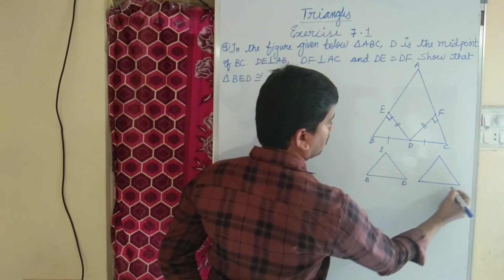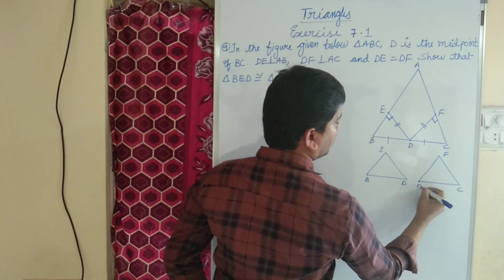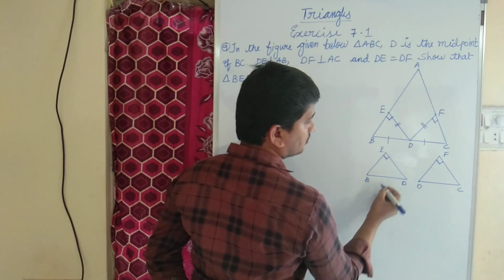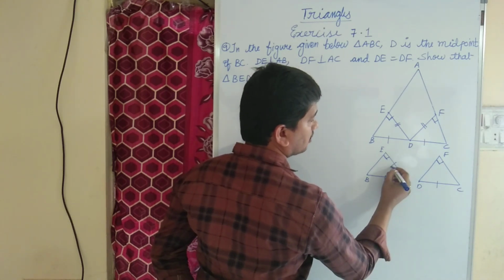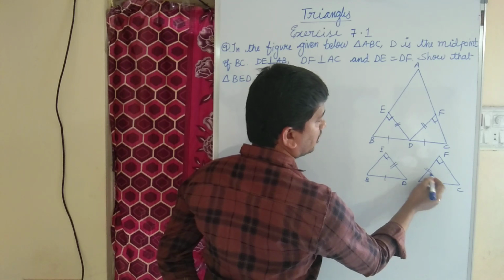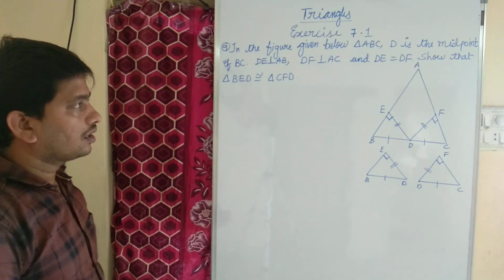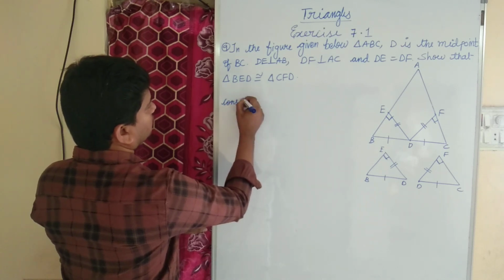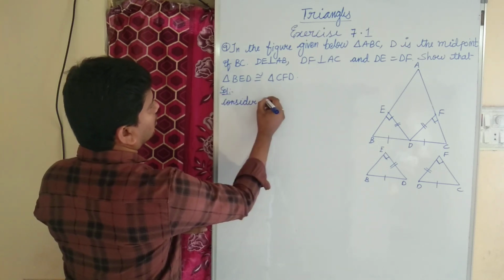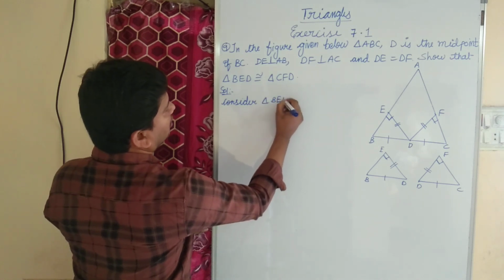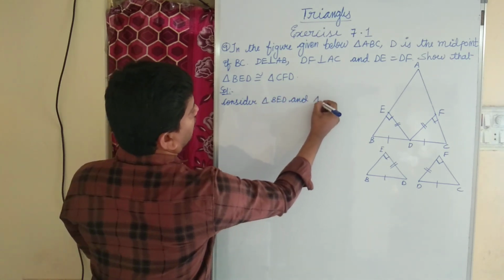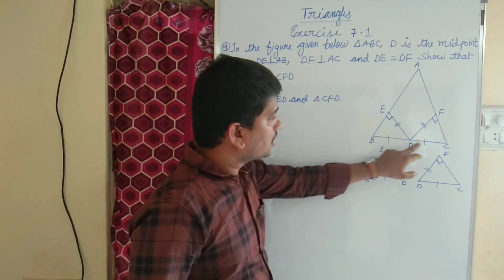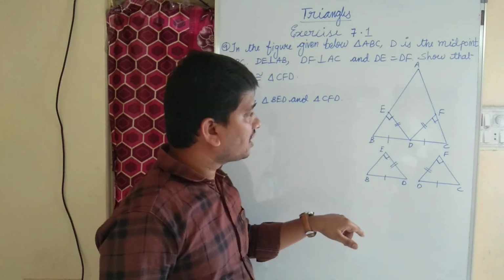BED, CFD. It makes an angle 90 degrees here and here. And they said BD equal to DC, DE equal to DF. Okay. So consider triangle BED and triangle CFD. What is given in the question?